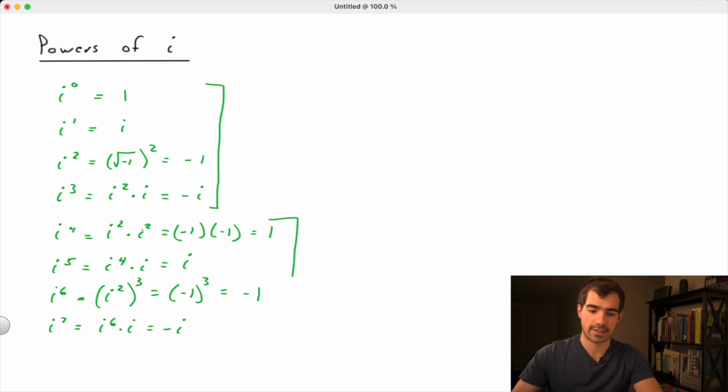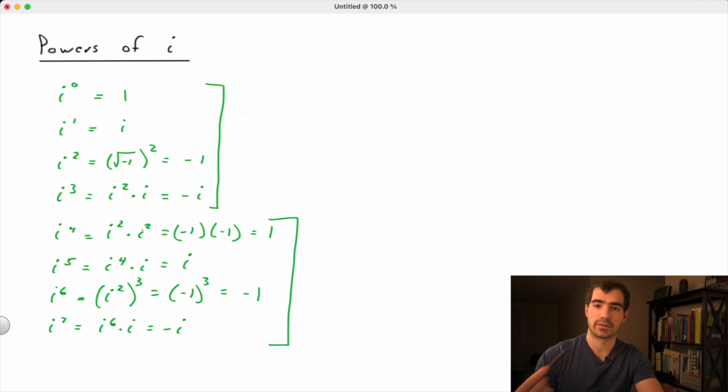And so this gives us a second cycle. And so we can see that this is going to continually cycle through 1, i, -1, -i, and then repeat 1, i, -1, -i. So as we take these powers of i, it will keep cycling through that same pattern over and over and over.